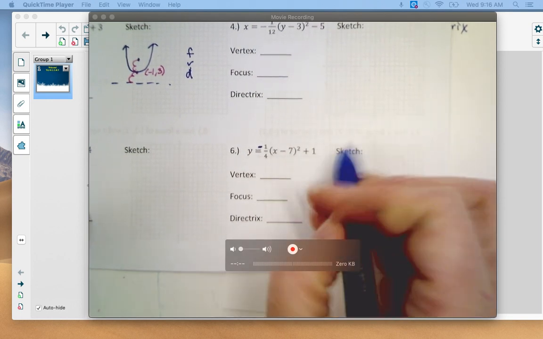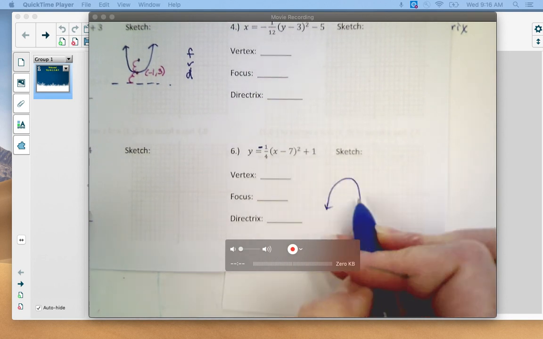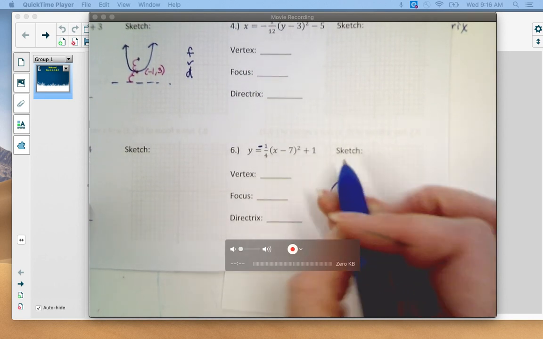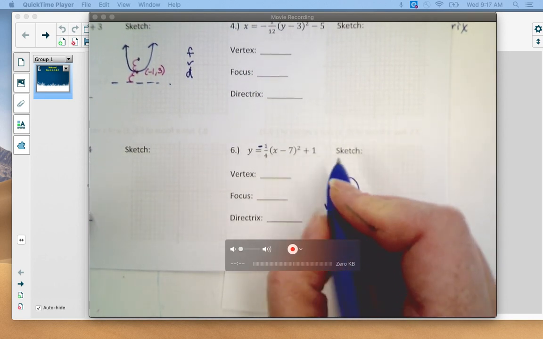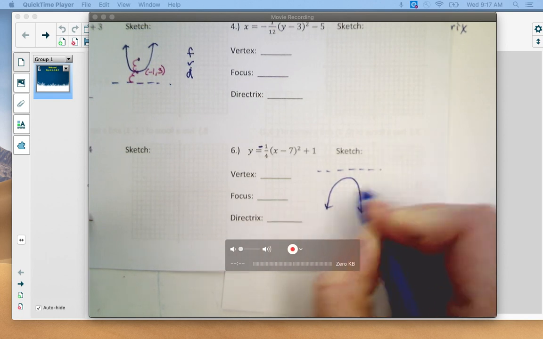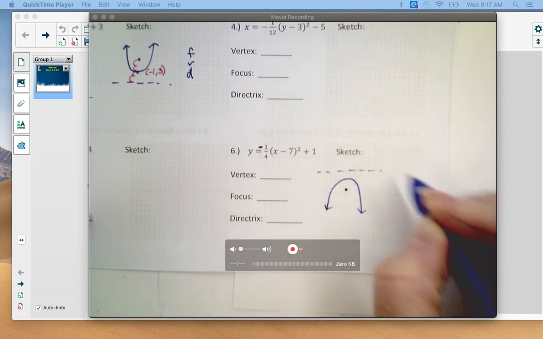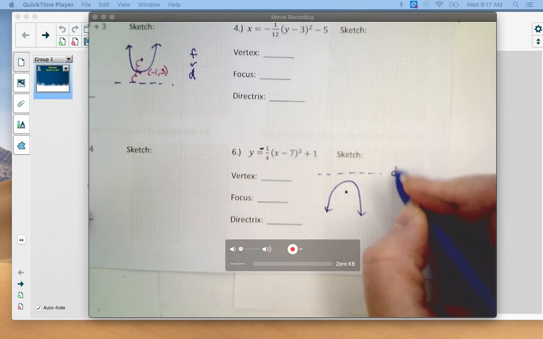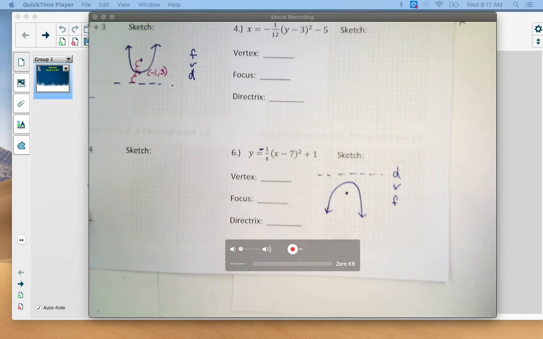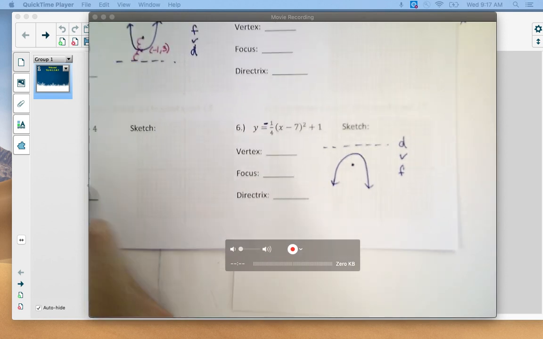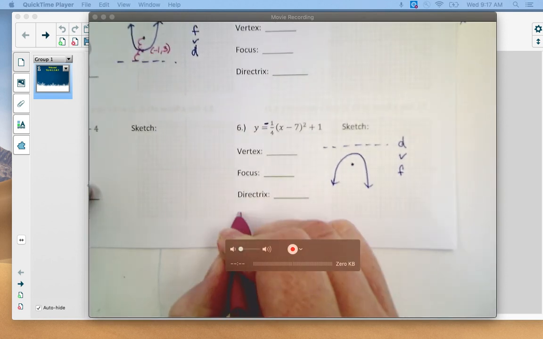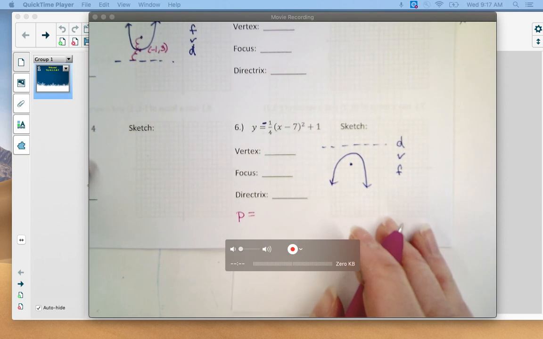I'm drawing my sketch right away. If my parabola is down, above the vertex is going to be my what? My directrix or my focus? Directrix. And below my vertex is going to be my focal point. Draw that sketch every time. So it's going to be directrix, vertex, focal point. And right away, I know I'm also going to have to identify the p-value. So p is equal to.